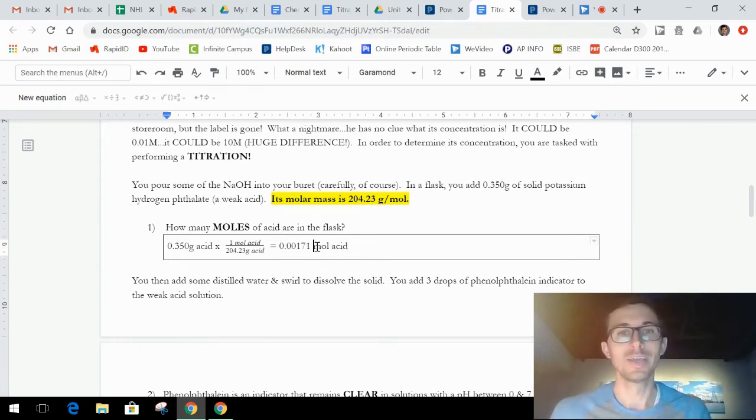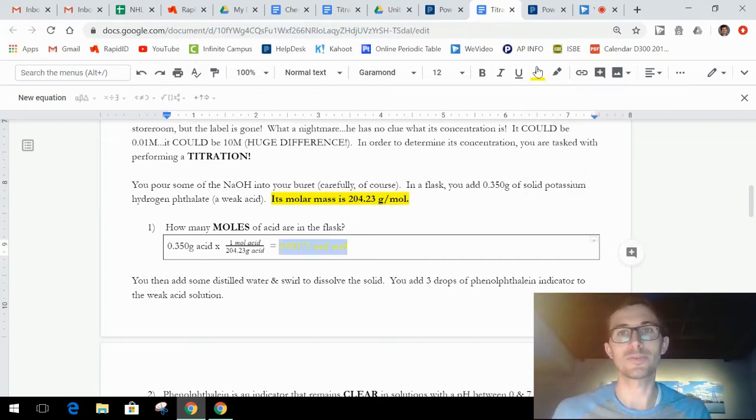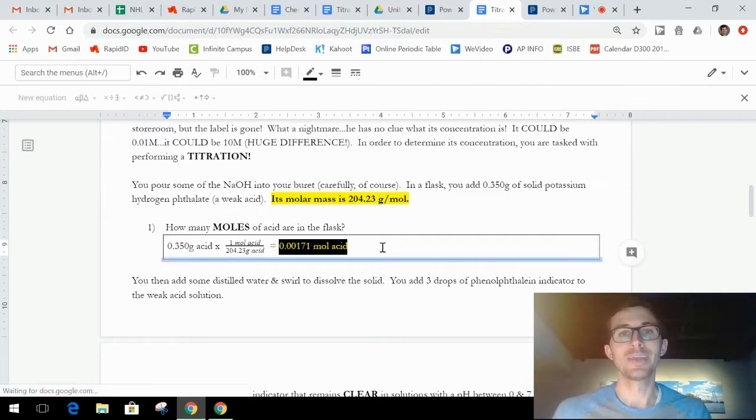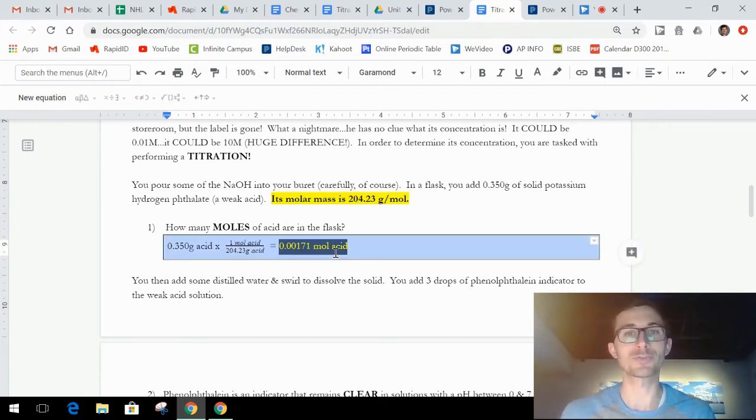On this document, I'm not going to do all the math for you, but work along with me so you can understand what's going on. So in general here, what I do have is 0.00171 moles of acid in my flask. That's because I just did a gram to mole conversion. So that's actually a crucial number that you need to use later.